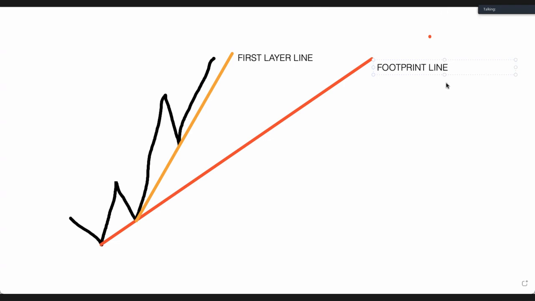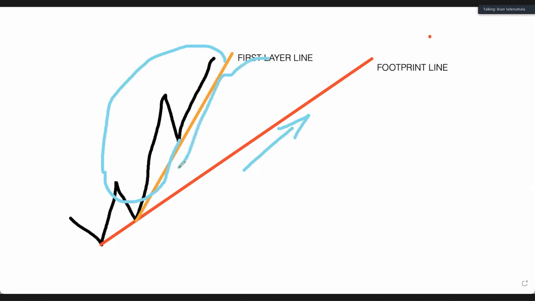So the red line is the footprint line, and normally this line is the one that shows us the slope of the market. And now the first layer line is the one that distinguishes whether the market will still go into the direction it was going, or the market is about to go into the opposite direction.